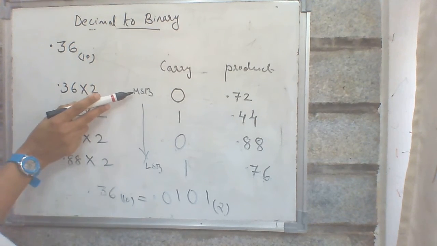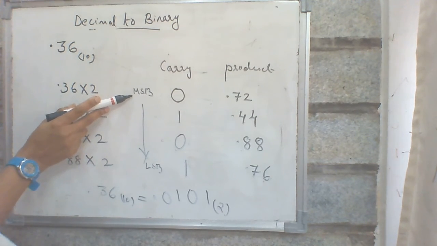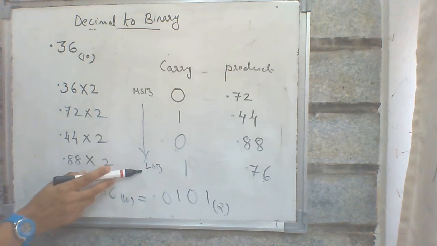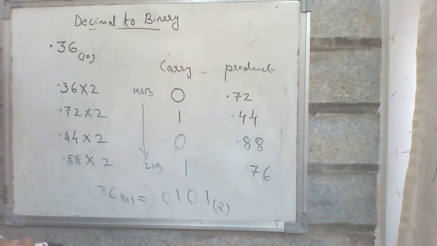Then the carry is the answer. Here the first carry is MSB and the last carry is LSB. Then we can write 0.36 is equal to 0.0101 base radix 2. Okay, like that we can convert the number. One more example.